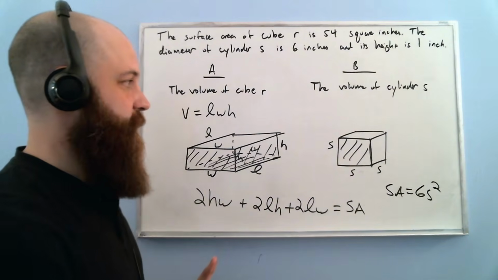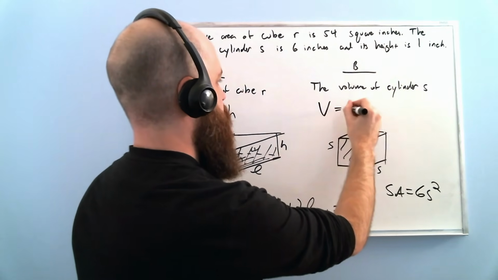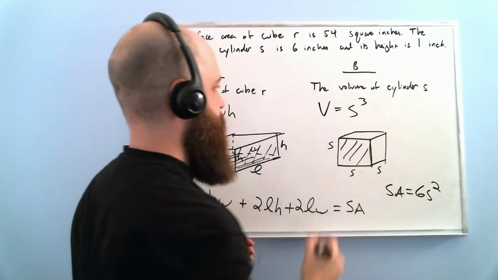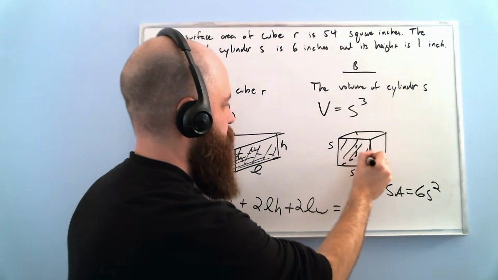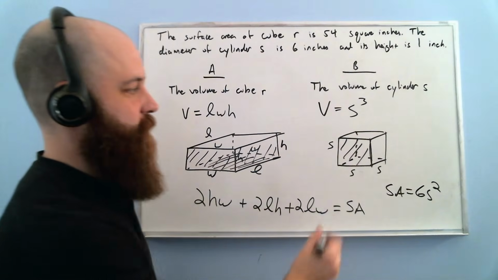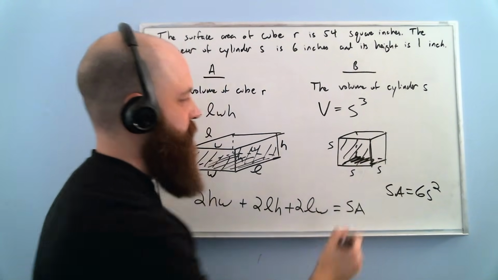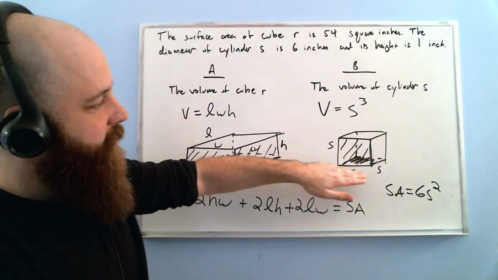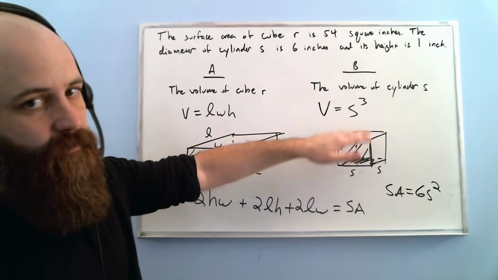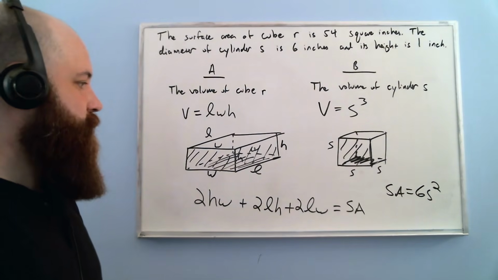Okay, what about the volume? Well, let's start with the formula again. It's S cubed, but why does that make sense? Well, the base of this cube has an area of S squared. That gives me the area of that square. If I stack up a whole bunch of those squares, I'm going to make a cube. So S squared base times height, which is just S again, gives me S cubed.